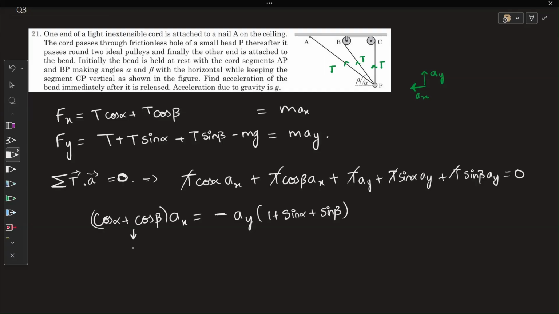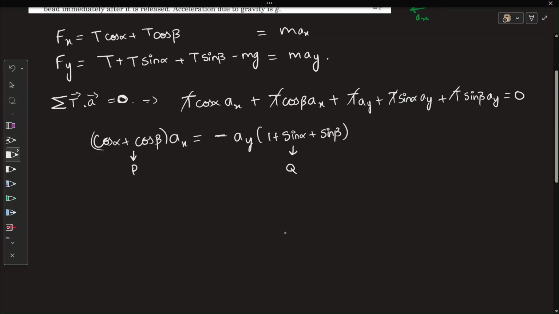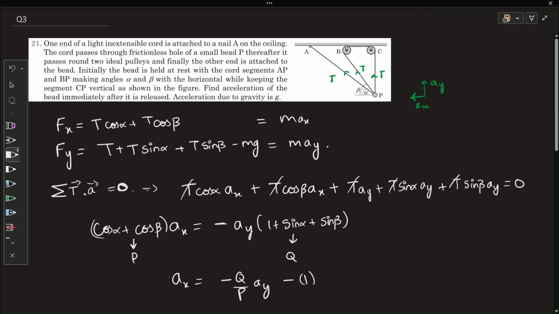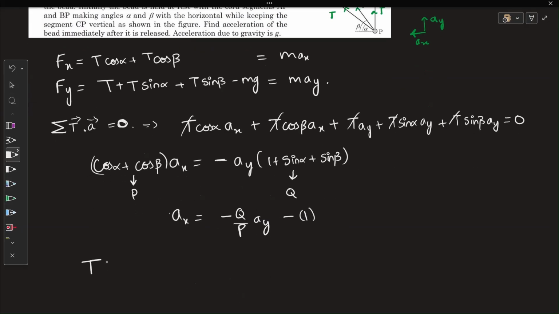Okay, now let's keep this as p and this as q. So ax is nothing but minus q by p into ay. This is another equation. We are going to substitute this in the first equation, which is T into p is equal to minus m ay into q by p.